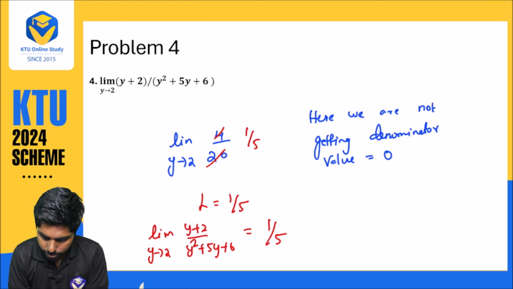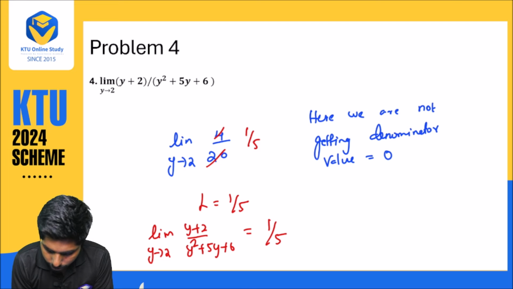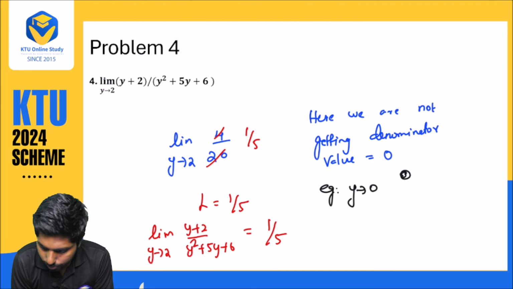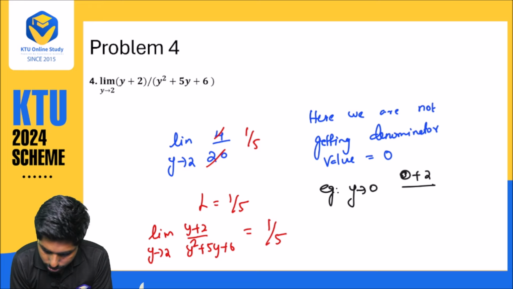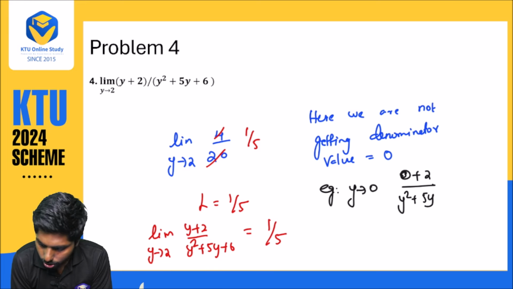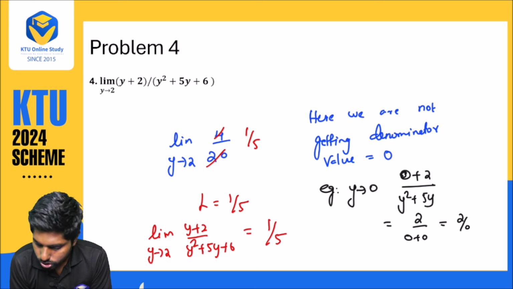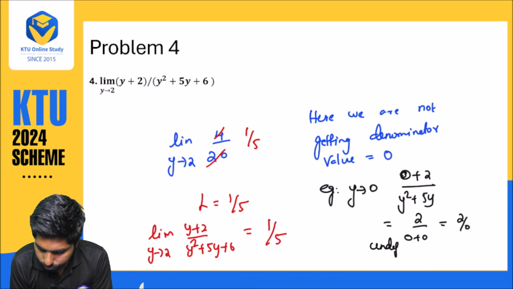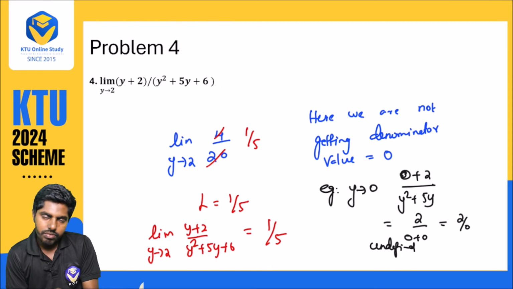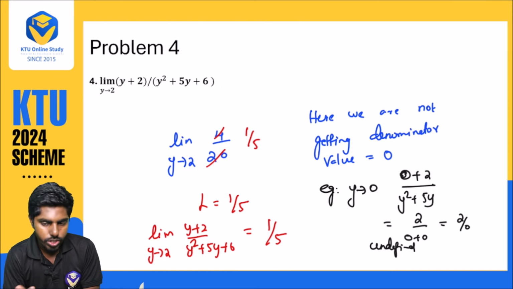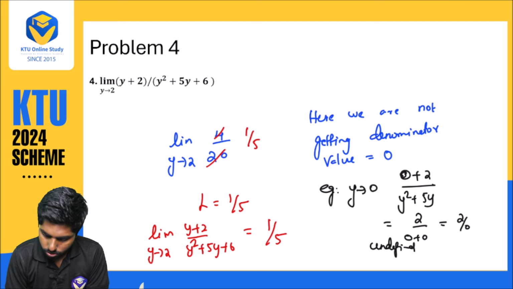Okay, for example, the same sum, if they are giving, example only, y approaches 0, and here what will happen? 0 plus 2, and here I am just saying y square plus 5y only, not plus 6. That means whenever y approaches 0, what will happen? 2 divided by 0 plus 0 we will be getting, that is nothing but 2 by 0. This is undefined. So in such a condition, we will have a little variation in our procedure. So this is just an example.